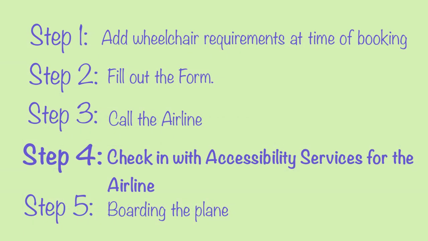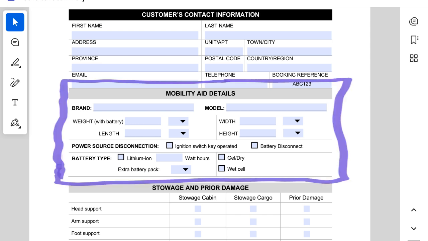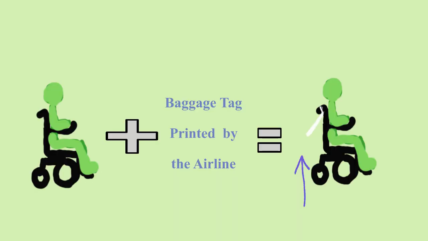Step 4. Check in with the accessibility services for the airline. When you check in, they will ask for the details about your wheelchair. This is where you pull out your form and you hand that to them with all of the details. You also need to attach a copy of the form to the back of your wheelchair. The person will then print out a luggage tag, which they will attach to your wheelchair.